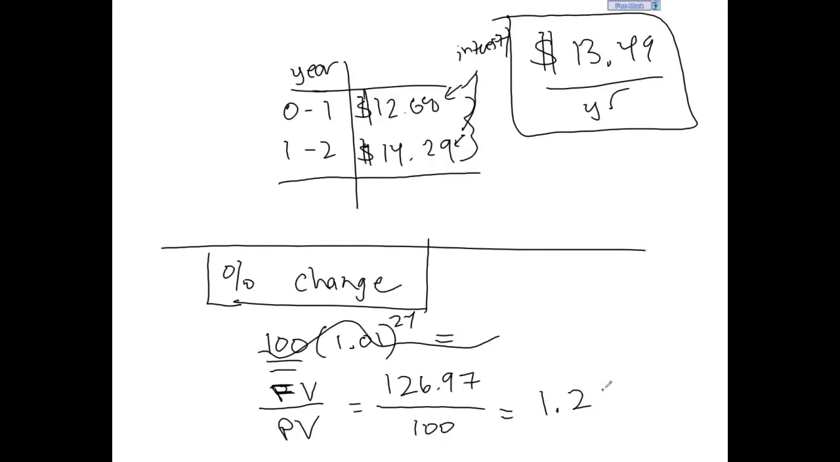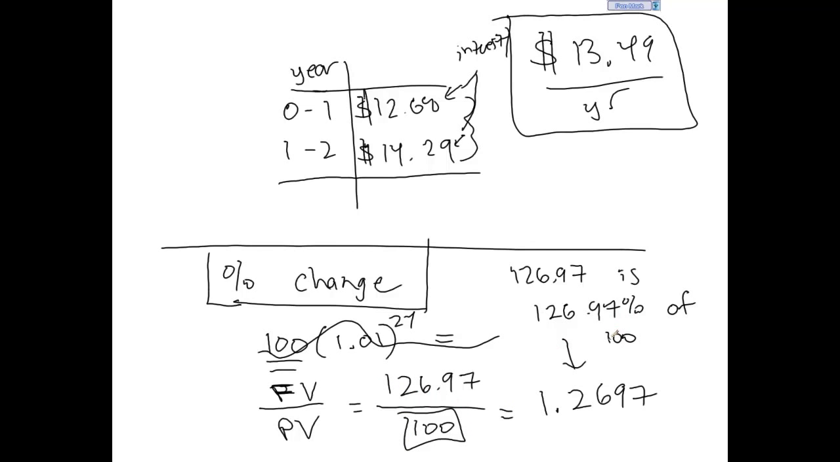Okay, so 1.2697. Well, what does this mean? This means that 126.97 is 126.97% of 100. Okay, so that's no surprise because we chose such a nice base starting number that literally what we're looking at is the percent. Well, that also means that the future value is 26.97% larger than the present value.